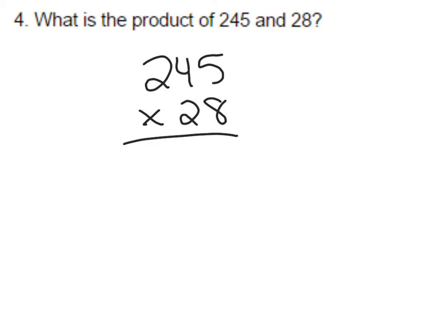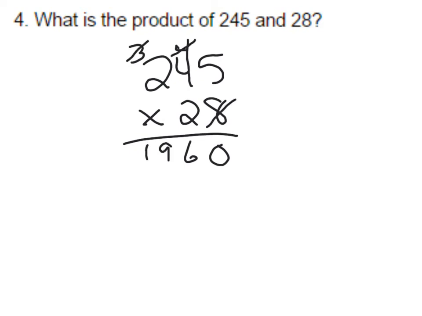Welcome back, gang. 245 times 28 is going to be multiplied as follows. Do this along with me and check your work. 8 times 5 is 40, carry my 4. 8 times 4 is 32, plus 4 is 36. 8 times 2 is 16, plus 3 more is 19. So 1,960 is my first partial product.